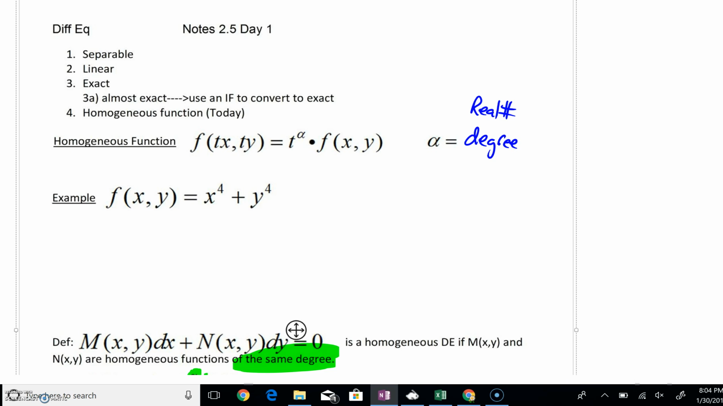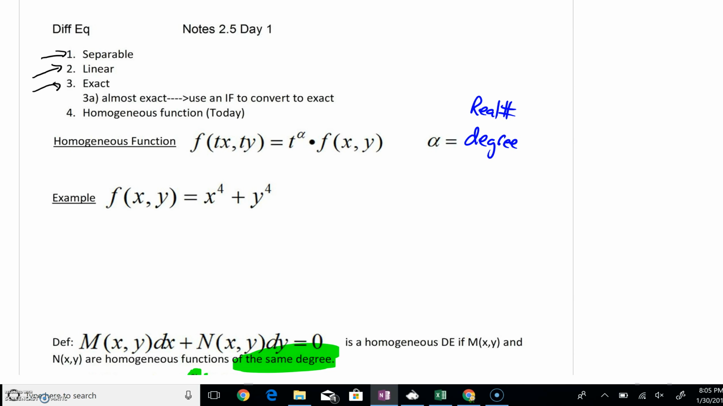Differential equations, we're moving on to section 2.5. We're going to be spending a number of days there. But for 2.5, day 1, we've talked about separable differential equations, linear, the exact, and the almost exact, where we had to find an integrating factor to get an exact differential equation to solve. Today, we're getting into homogeneous functions.